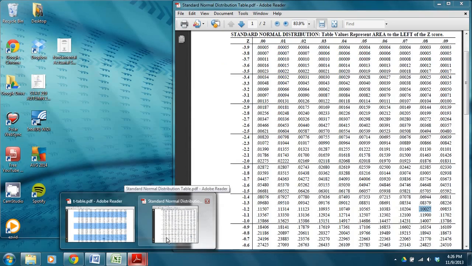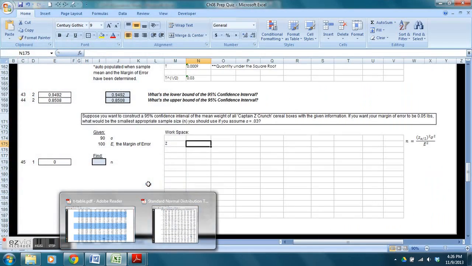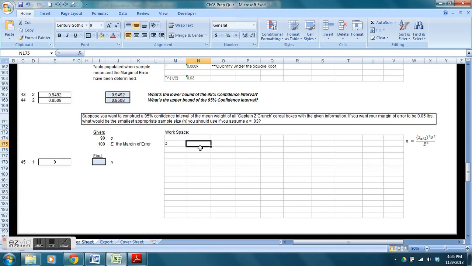You could look that up in the table, find your 0.025 in the table, or you can realize that we're dealing with a two-tail problem, which everything in this chapter is, with a 95% confidence interval. Don't just memorize the 1.64 for this confidence interval. You have to be able to look it up in the table on the quiz or the test or the exam, because it's not always going to be 95%. Anyways, long story short, alpha equals 0.05, alpha over 2 equals 0.025.